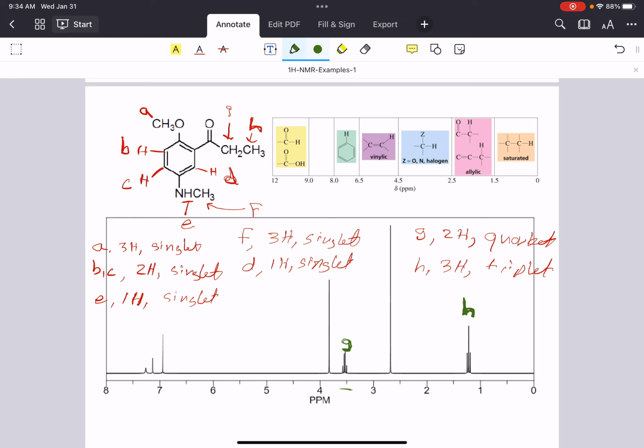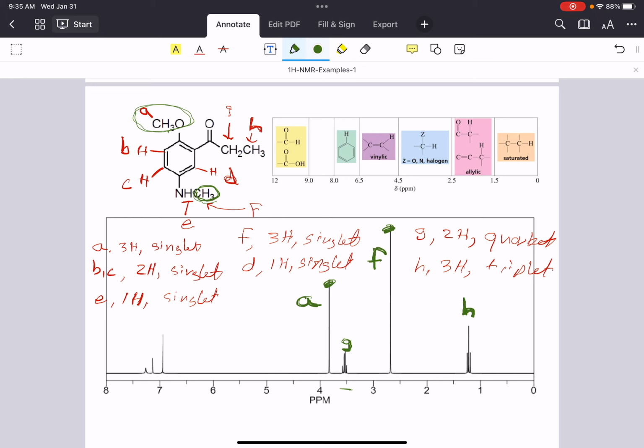Okay, we got 2 signals that should integrate to 3 hydrogens as singlet methyl groups. I have a singlet methyl group in A, where I have a methyl directly attached to an electronegative oxygen. And then I also have signal F, a methyl group attached directly to a less electronegative nitrogen. Of the 2 singlets that I see here and here, I can assign the one farthest downfield to A because oxygen is more electronegative than nitrogen, and this signal I can assign to F.